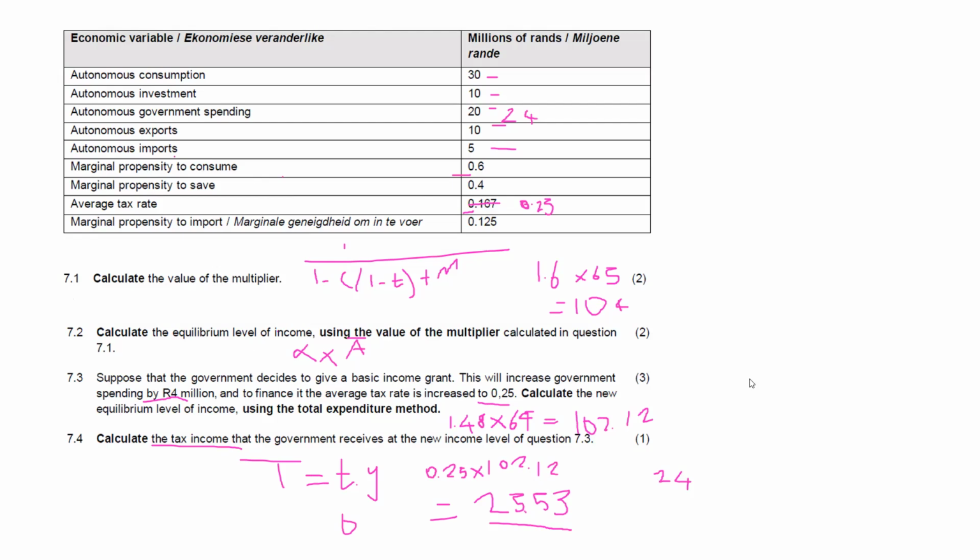So for this one, you just have to be able to calculate the multiplier, the equilibrium level of income, and the tax. That's all.